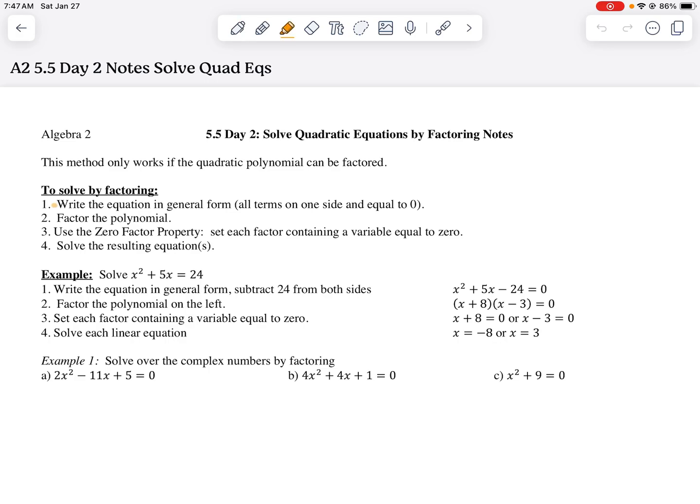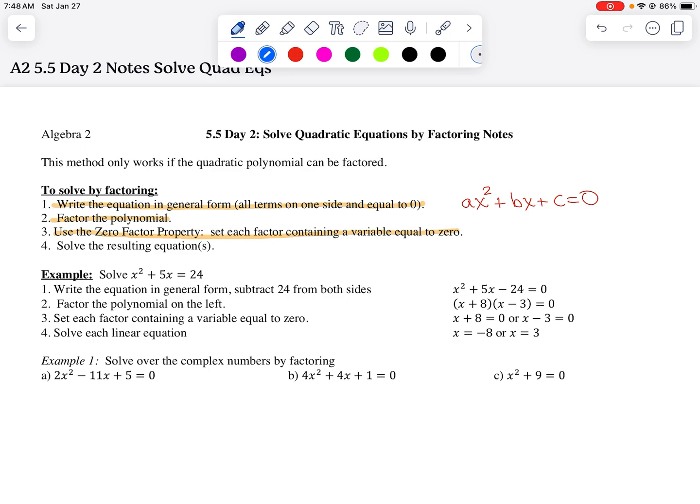Step 1, write the equation in general form. Remember, general form is ax squared plus bx plus c equals 0. Step 2, factor the polynomial. Then you're going to use the zero factor property to set each factor equal to 0. So what I mean by that is you end up with one thing times another.